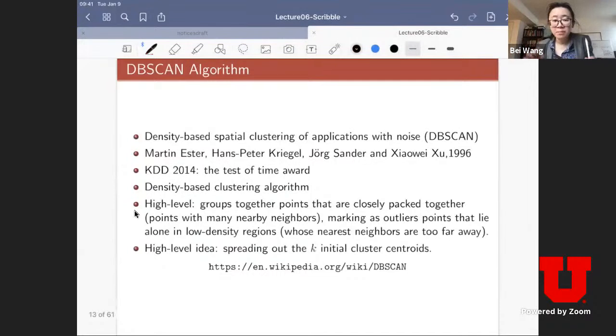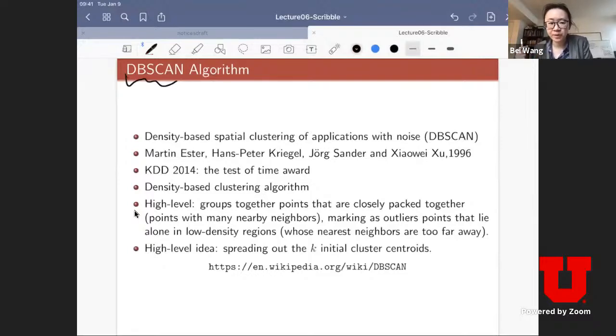Now, the second model I'm going to describe is called DBSCAN. You have seen DBSCAN before from lecture on Tuesday. It's a density-based clustering of points, and it actually won the Test of Time award at KDD 2014 because it's so simple, but it's also very effective.